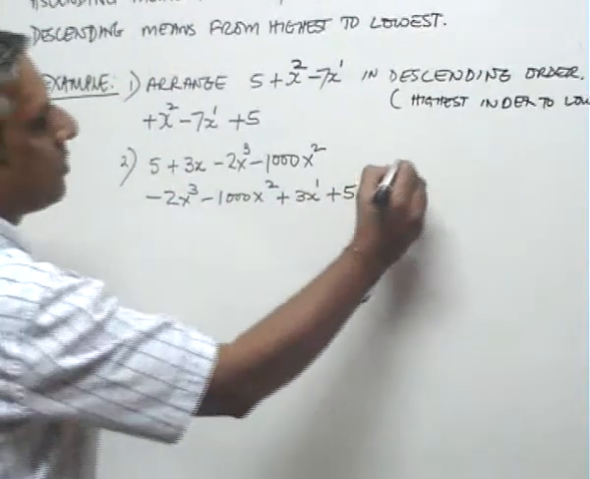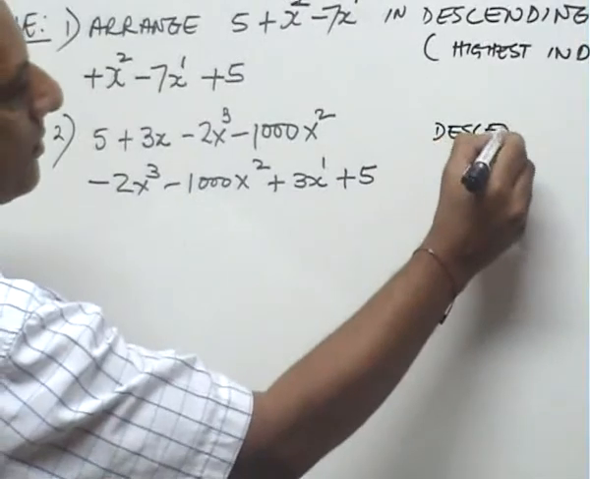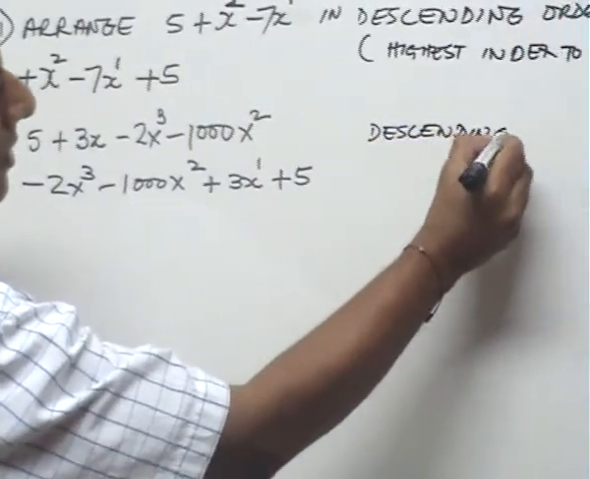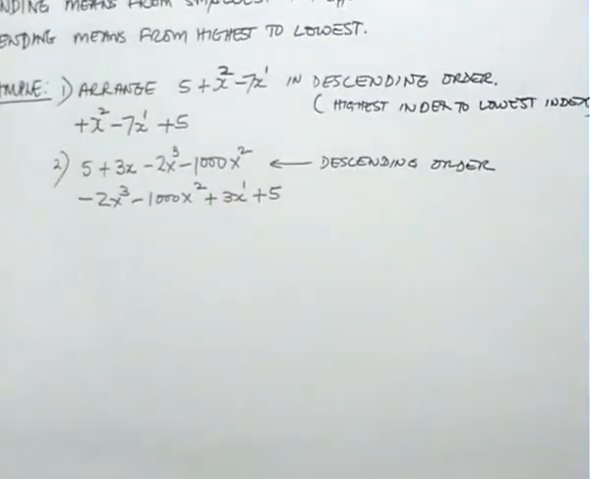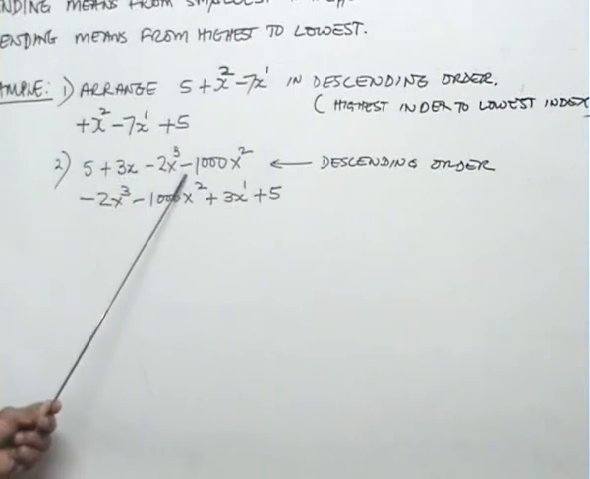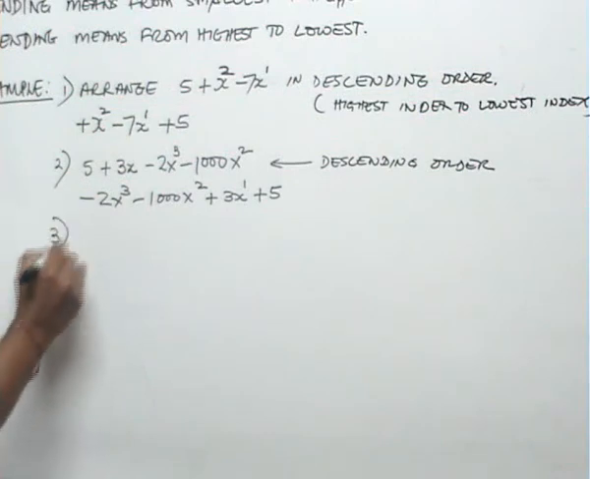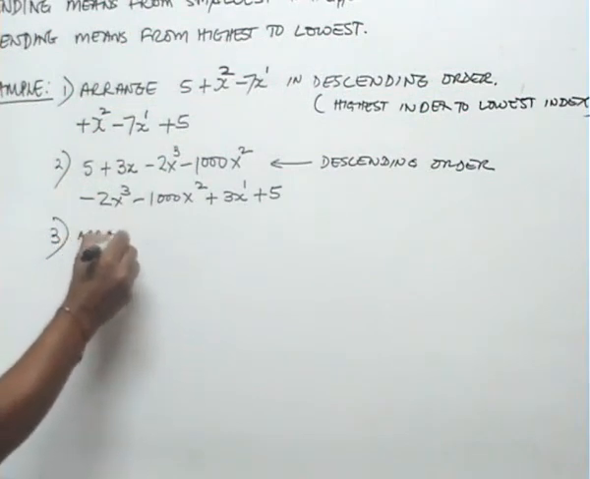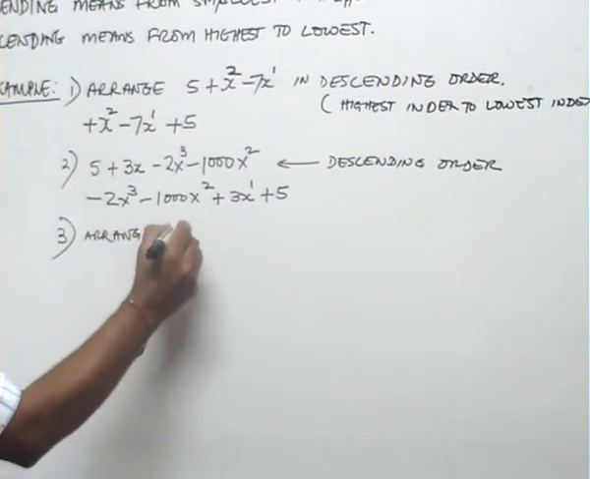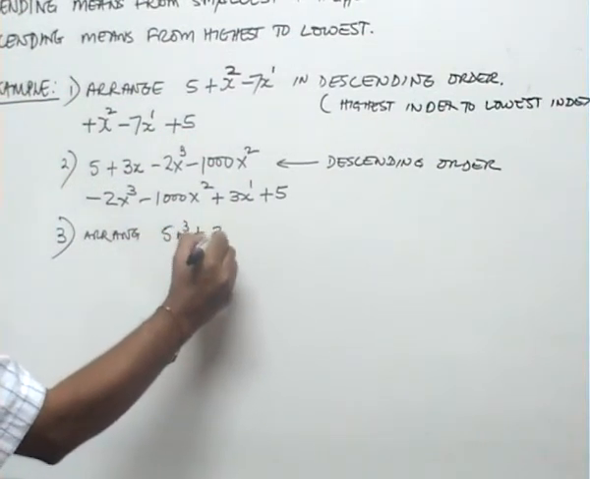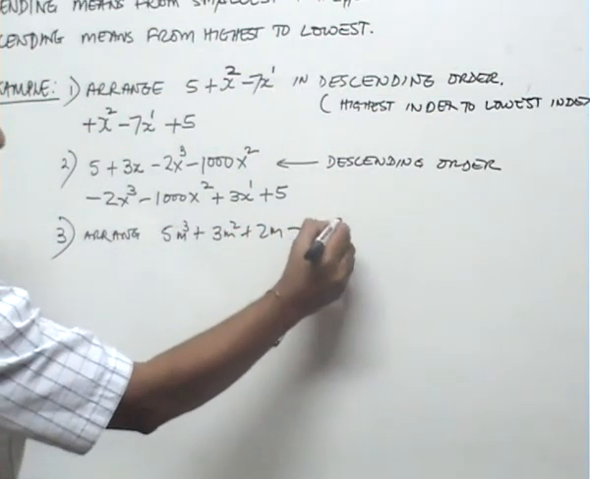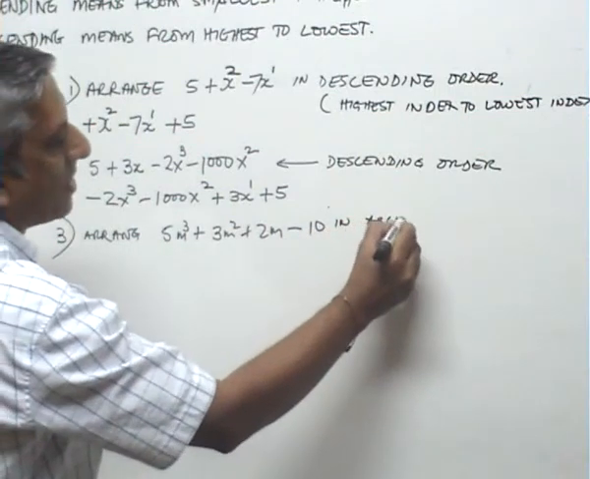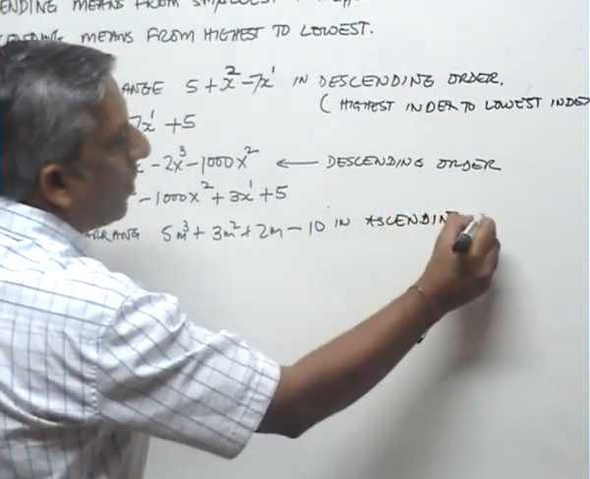Alright, so we've done this one also. We wanted it arranged in descending order. Here is the answer. Now let's look at number 3. Arrange 5m cubed plus 3m squared plus 2m minus 10 in ascending order.